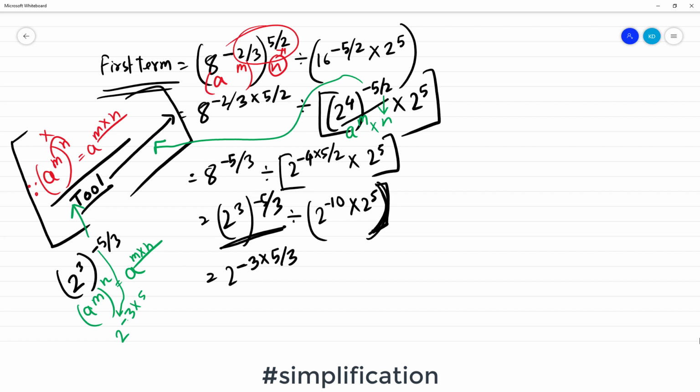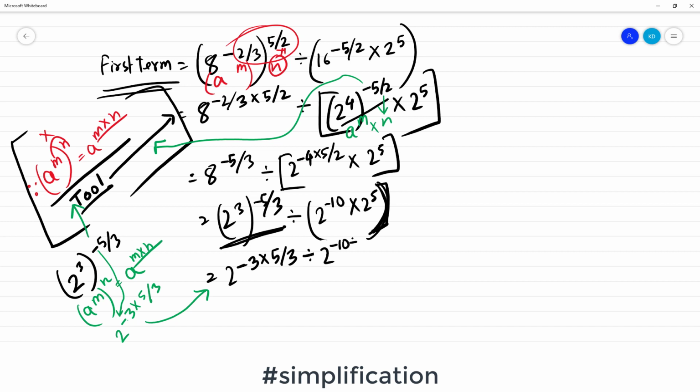Okay, so you can get this point. Now, do you get it? Now this next, sorry, no need to bracket.